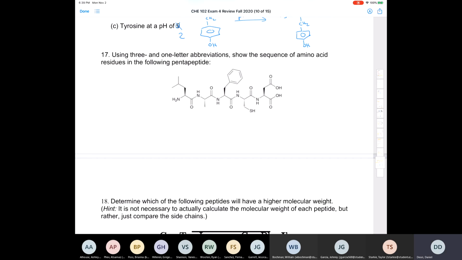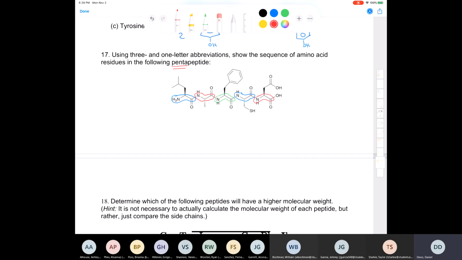Let me just walk you through how you would do it. We have NCC, here's our first one. Then NCC, there's our second one. Then NCC, NCC, and NCC. And so this is a pentapeptide, right? There are 5 amino acids in here. Where are the R groups? This is an R group here.